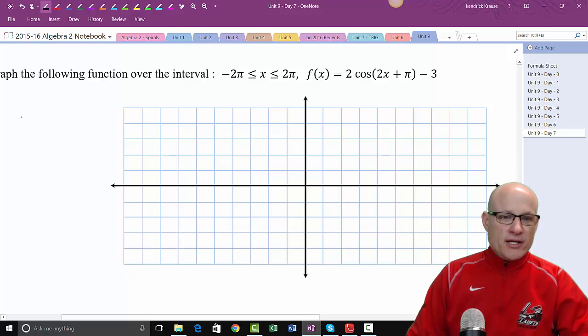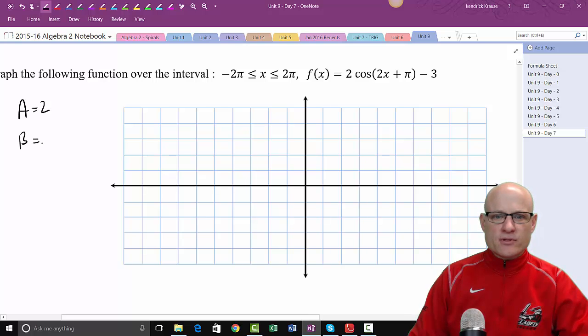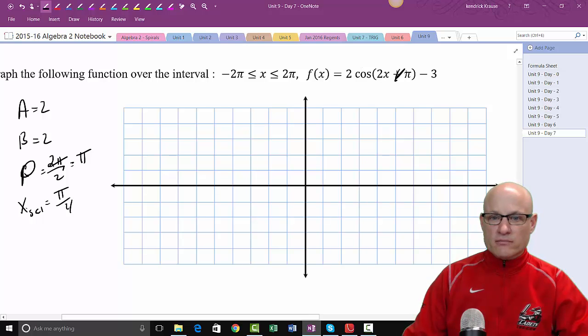A is 2, B is 2, C period is equal to 2 pi over 2, which is just pi. My x scale should be pi over 4. I'm going to get rid of this right now, so you don't have to worry about that. My midline D is equal to y equals -3. Good enough.